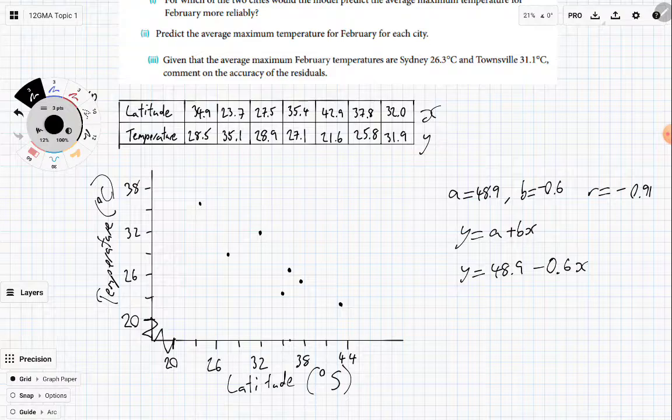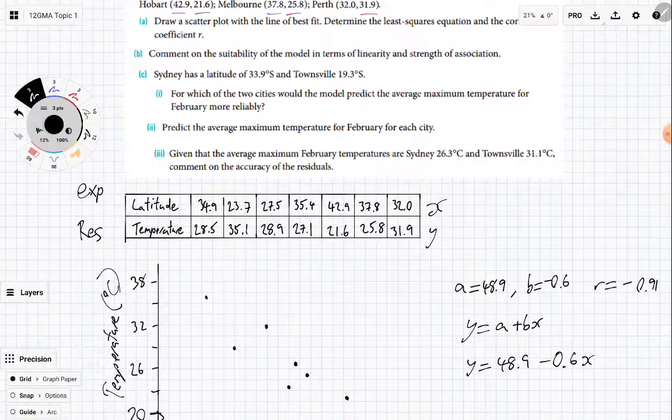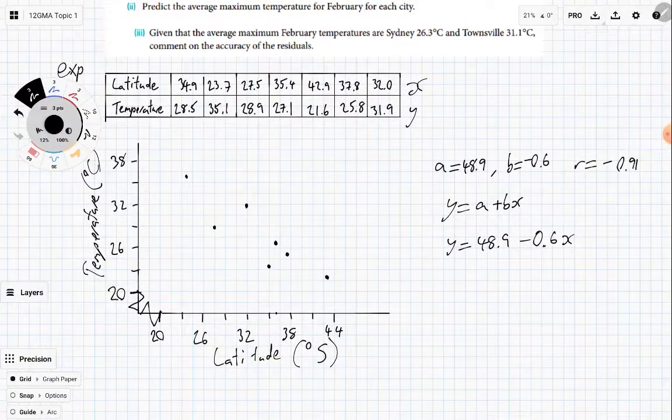Let's have a look at B. So B, comment on the suitability of the model in terms of linearity and strength. So linearity, I would say that it's looking quite linear. You can imagine drawing a straight line in.